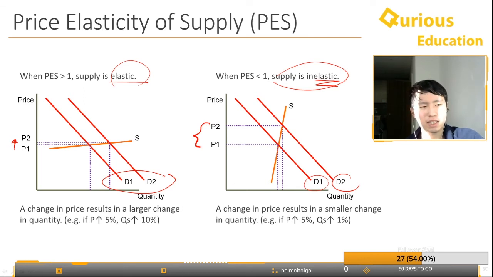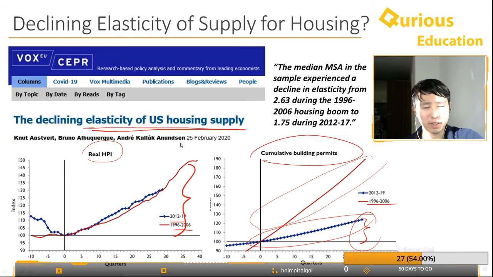So that's why the elasticity of supply can sometimes be quite important, such as in the US housing market. And we can see here from their results that there's a decline in elasticity from positive 2.63, which is quite elastic actually, during 1996 to 2006, and now it's only 1.75. So it's still elastic because it's bigger than 1, but much less elastic than before.